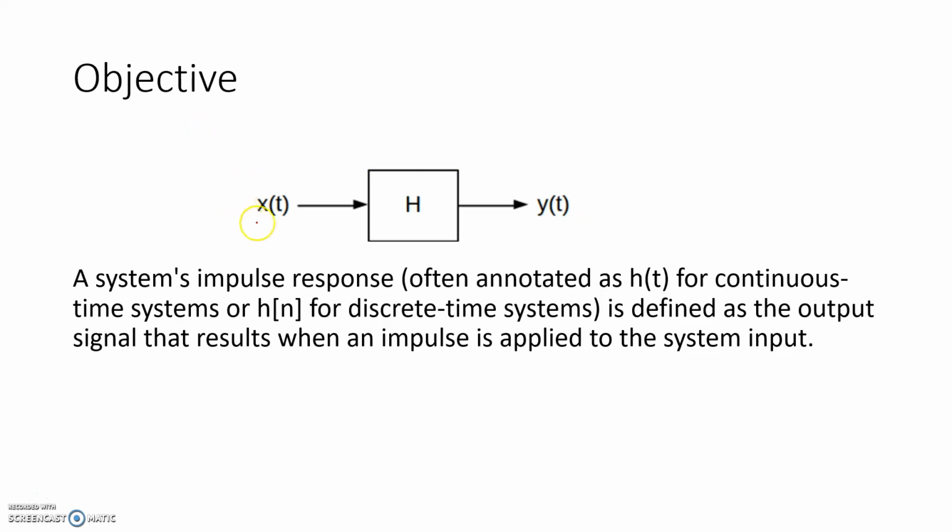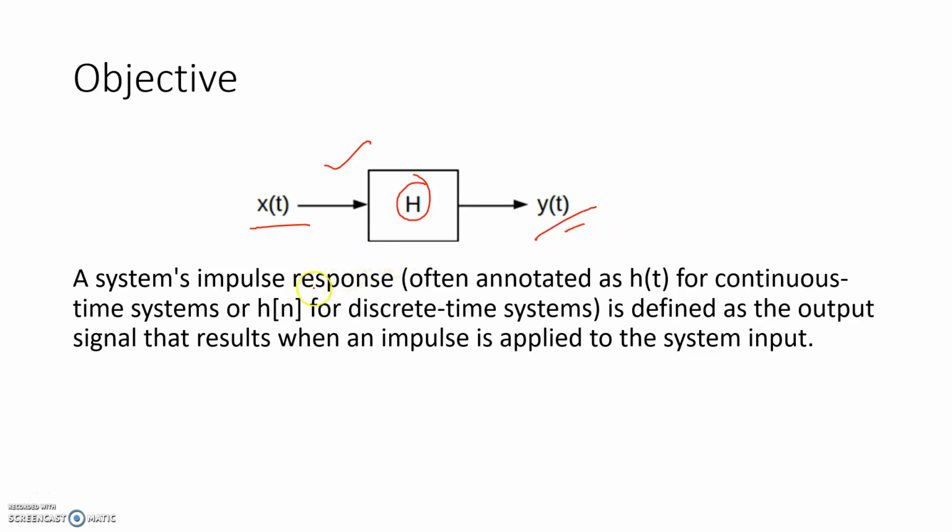So the objective is basically, here I have given one simple systems and signals block diagram. Here the input is x of t, which in the discrete domain can be represented as x of n, and the system response is h, and you are getting the output as y of t, or if you consider the discrete domain, then that is y of n.